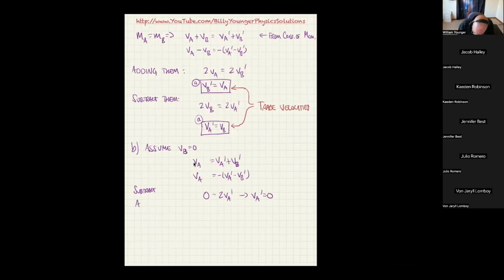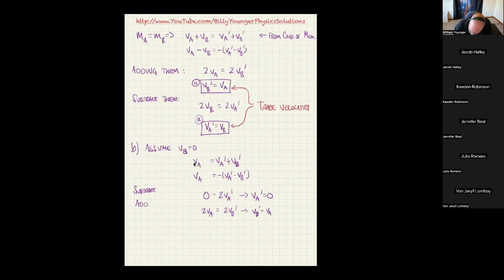If we add them, VA plus VA would be 2VA. And then on this side would be VA prime minus VA prime, so that gives me 0, but I get VB prime plus VB prime, which would be 2VB prime. Okay. So in this case, we find that VB prime is just going to be equal to VA.